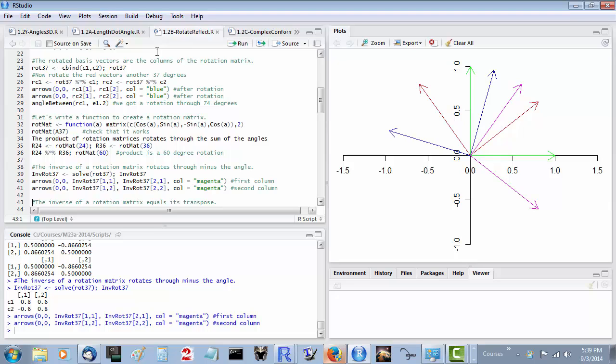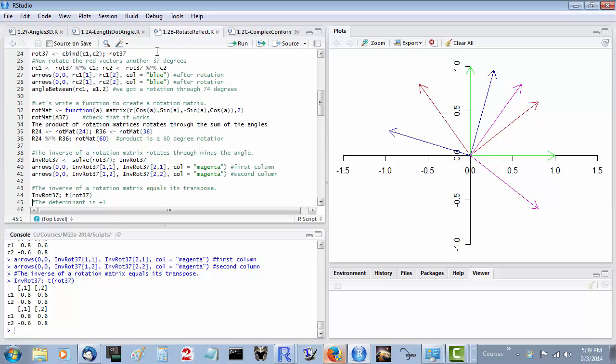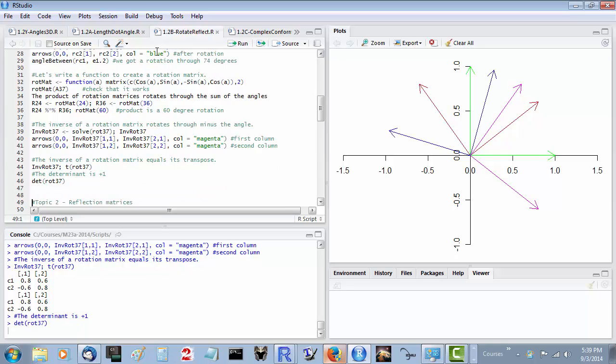This is a general result. The inverse of a rotation matrix is the same as its transpose. I can check that explicitly by applying the transpose function little t to rot 37. For any rotation, the determinant is +1. The reason for that is that it rotates the unit square into another square with exactly the same area. And the fact that the area doesn't change means the magnitude of the determinant has to be 1.